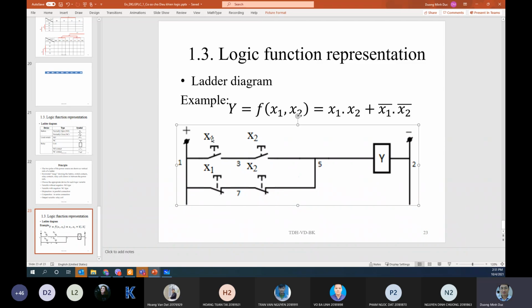Okay, is one variable x1, one variable x2. You cannot write x1 negation here. It will be different. In the ladder diagram, the symbol, the name of variable is corresponding to the device. Different device is different name. Okay, same device, same name.